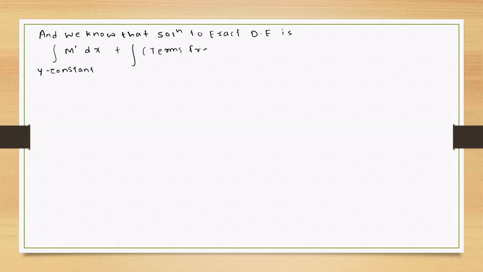And we know that the solution to an exact differential equation is, what is that? Integration of M dash dx, y treated as a constant, plus integration of terms free from x in N dy is equal to c. Now remember, this is our M dash and this is our N dash, right? Okay, so y constant.